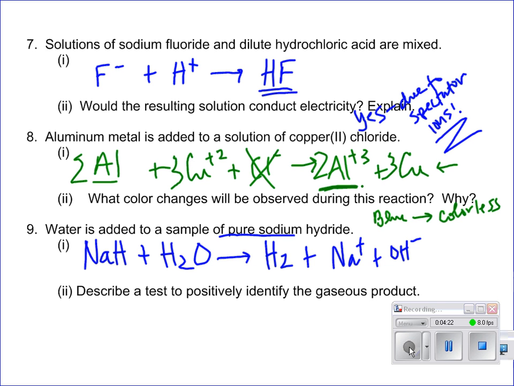Describe a test to positively identify the gaseous product. What would we do? Glowing splint, and what would it do? No, it wouldn't go out. It would pop, or remember that it goes what? Remember that sound? I know y'all did it. Sounds like you stepped on a chihuahua. Pop or bark.